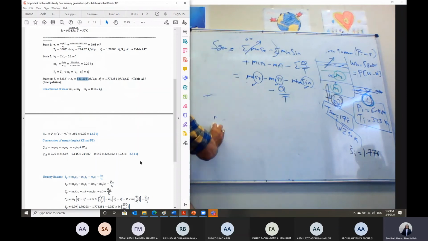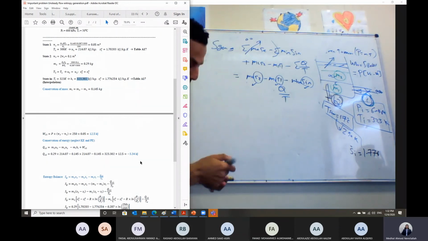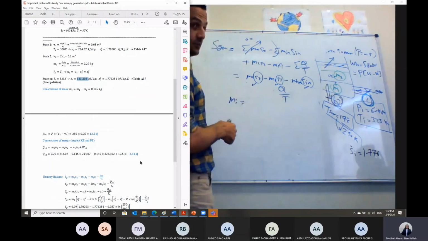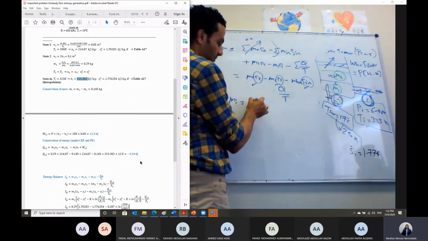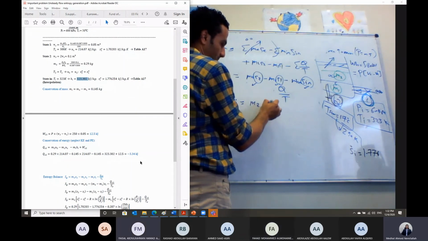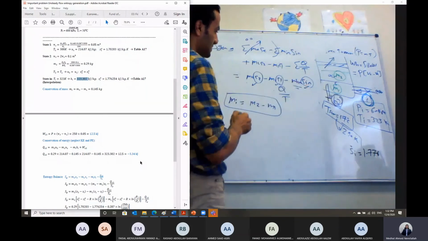Do you have an idea? Do you? So Shabab, we have mass inlet is equal to what? The inlet mass for this system that we have solved is equal to what? M2 minus M1. Equal to M2 minus M1. So just take it here and substitute.